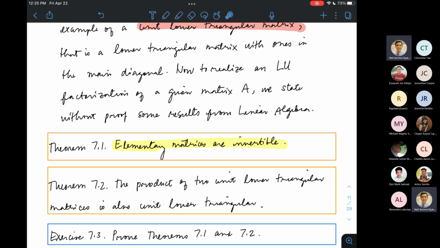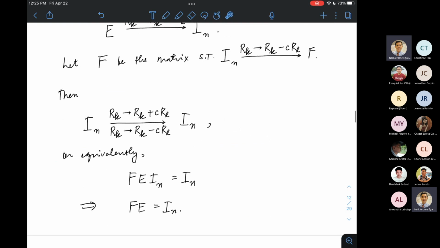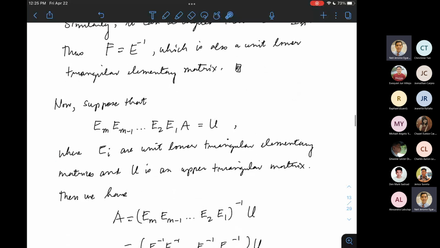Yung 7.2, direct multiplication lang ng dalawang arbitrary unit lower triangular matrices. Okay. And I think with this in mind, we can now get an LU factorization finally para sa isang matrix A. So suppose that we did the Gaussian elimination, and then we translated all of the elementary row operations into pre-multiplication of elementary matrices E sub m, E sub m minus 1, E sub 2, E sub 1, and so on.